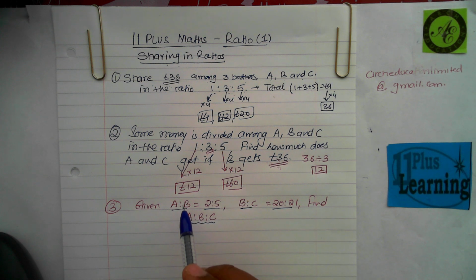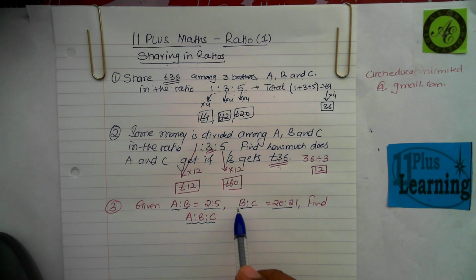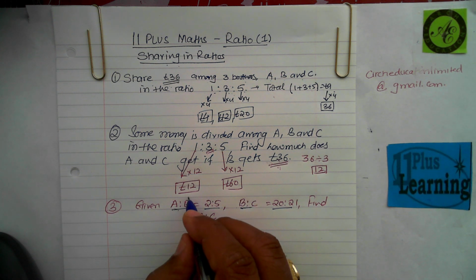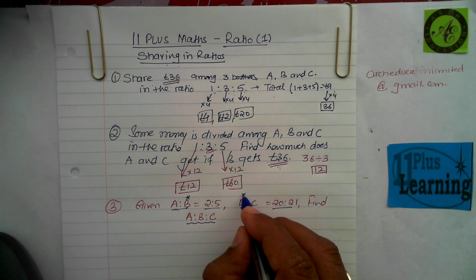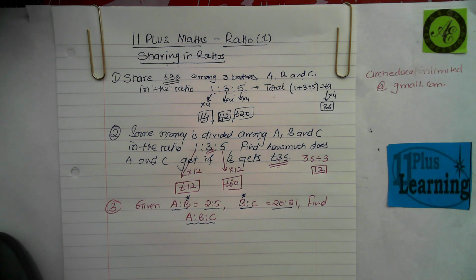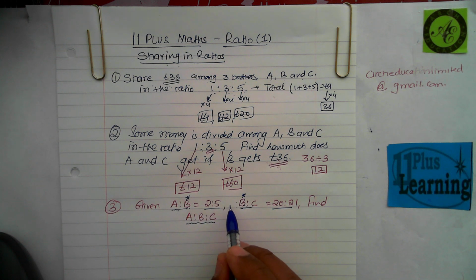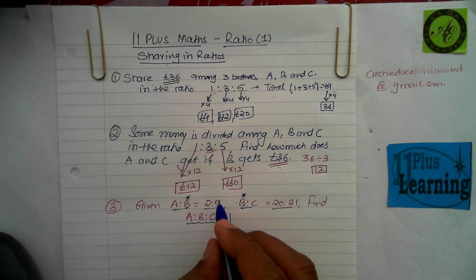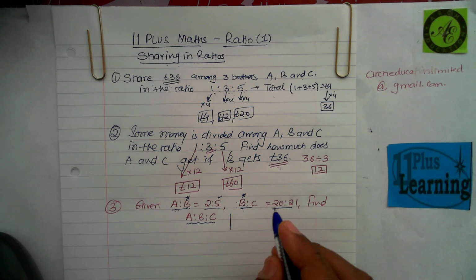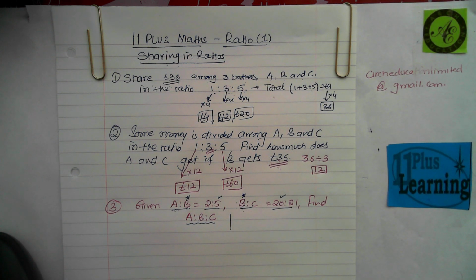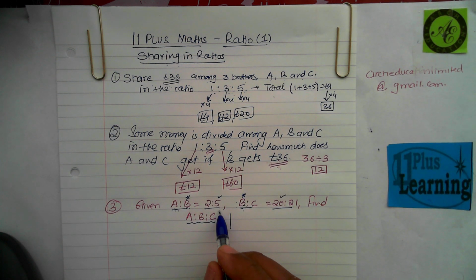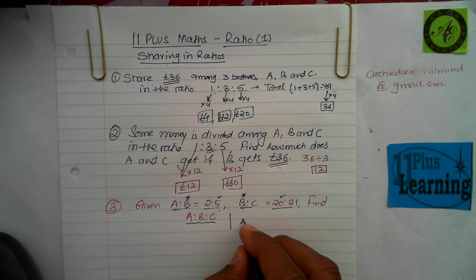Look carefully first. Which of the two parts is common in both the ratios? And this time we spot this is B, sorry, this is B. So the idea is we make that part the same in both the ratios. In the first one, B is 5, and in the second one, B is 20. Now, is it possible for me to change this 5 into 20? And the answer is yes.